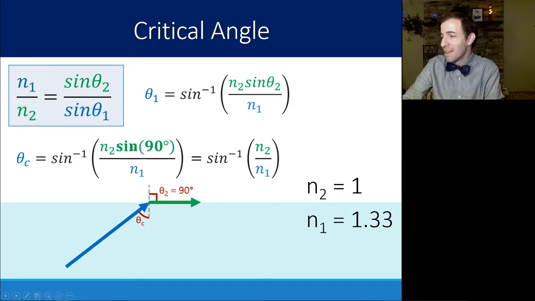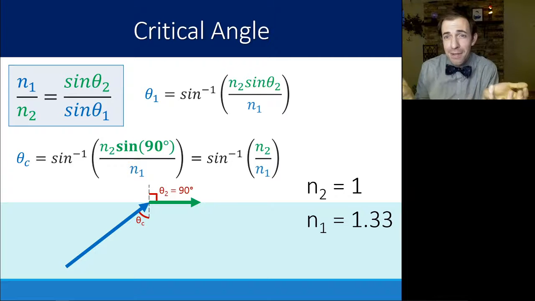So really, if you think about it, the sine of 90 degrees, if you're in degree mode on your calculator, will always give you 1. So n2 times the sine of 90 degrees is always going to be just n2, which means our critical angle formula simplifies down to this. This is not a formula that you're going to be given on a test for the IB exam or for any exam in this class.